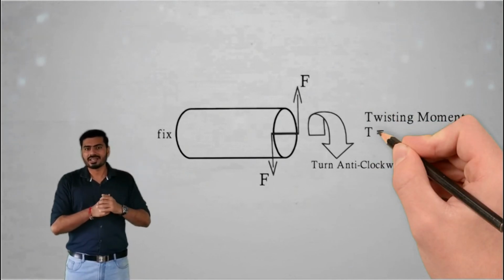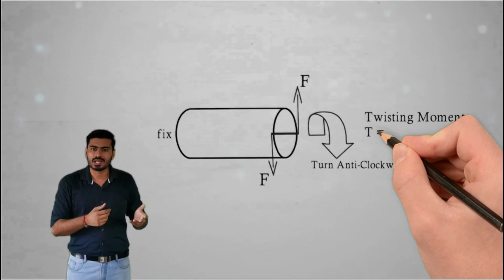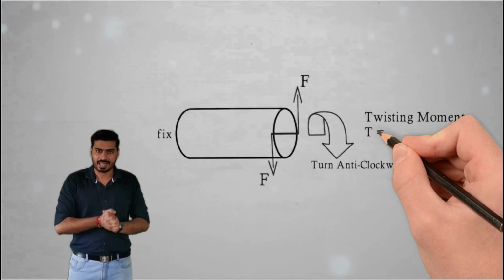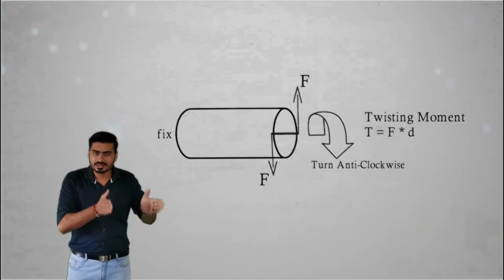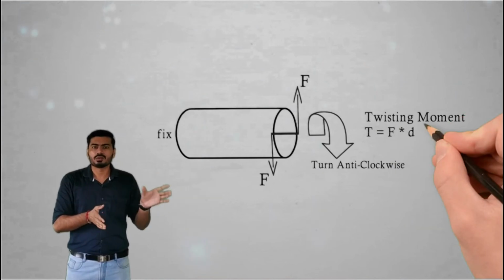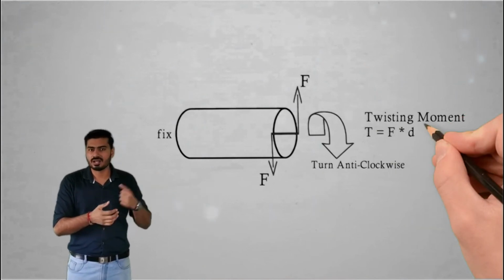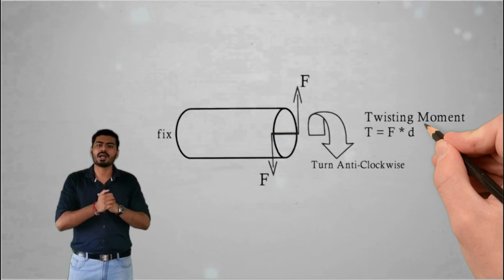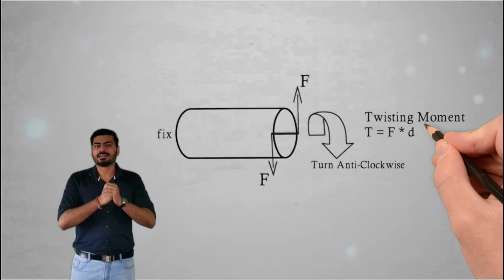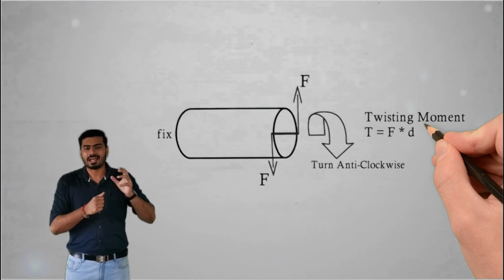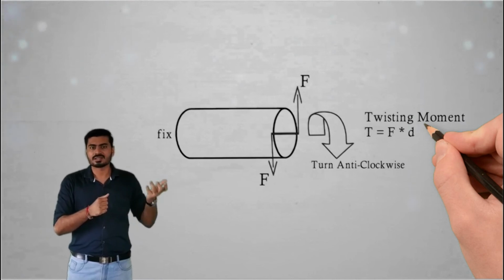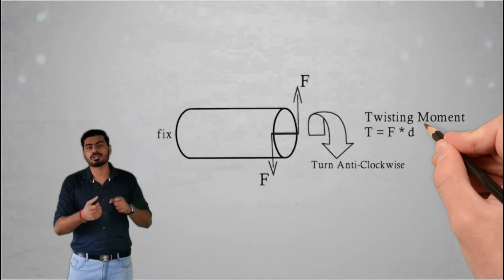The couple can be calculated using the formula F into perpendicular distance. Here the force is applied as F, and the perpendicular distance between the two different forces is the diameter of the cylindrical body itself. And that's why if you want to find the twisting moment of that particular couple, the twisting moment will be T equals F into d. This is our final equation of a twisting moment.